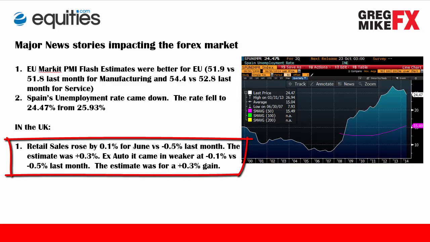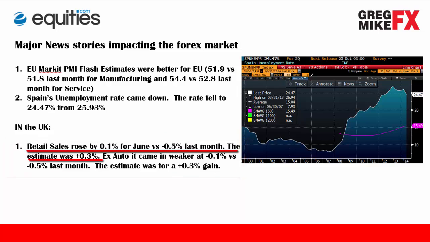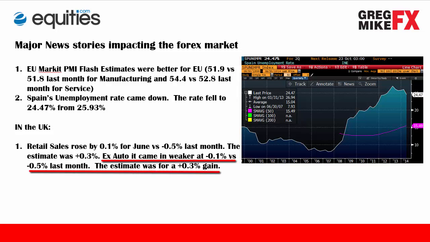Now let's take a look at the UK data. Today they had retail sales, and retail sales for the month of June rose by 0.1%. This was better than the minus 0.5% loss last month, but it was worse than the estimate that the market had priced in at 0.3%, so worse than expected. Ex-auto, it came in weaker as well at minus 0.1% versus minus 0.5% last month. I guess that's better than last month. But what's important to realize here is that the estimate was for a gain of 0.3, and it came in at minus 0.1. So worse news for the UK economy.